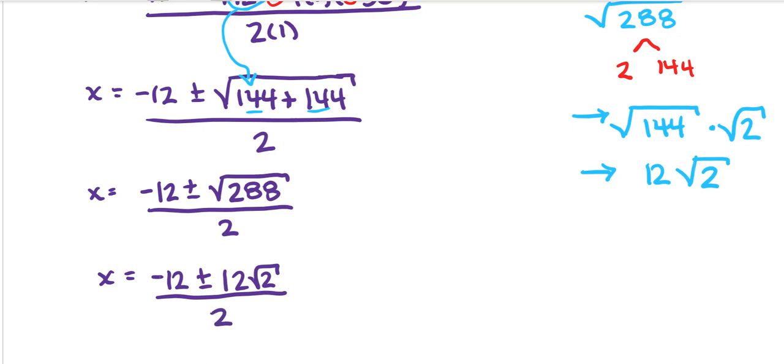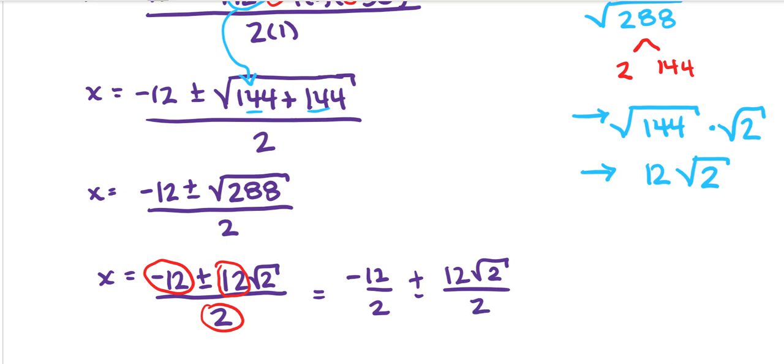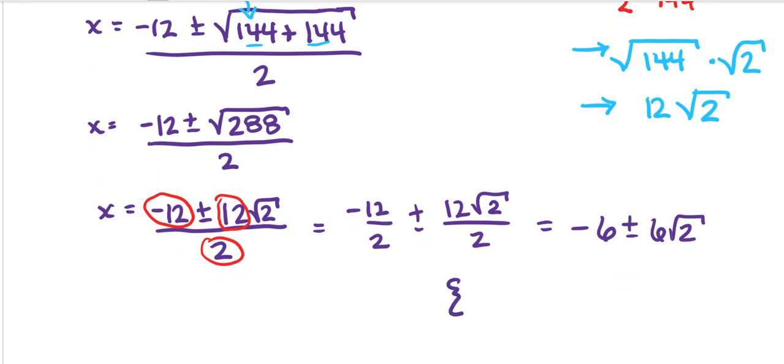And then we want to see if this fraction reduces. If all of our coefficients, so our negative b, the negative 12, the number we brought outside the radical, and the number in the denominator, have a common factor, we can simplify this. And they're all divisible by 2, in fact. So I'm just going to split this up into negative 12 over 2 plus or minus 12 square root of 2 all over 2. Negative 12 divided by 2 is negative 6, plus or minus 12 divided by 2 is 6, square root of 2. So we have two solutions there. Our solution set includes negative 6 plus 6 square root of 2 and negative 6 minus 6 square root of 2.